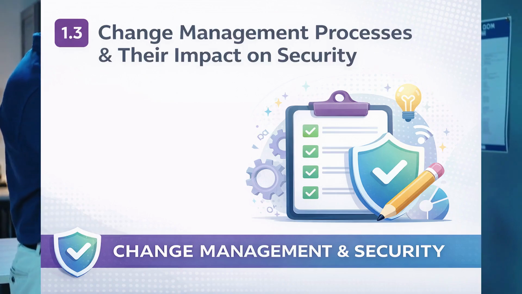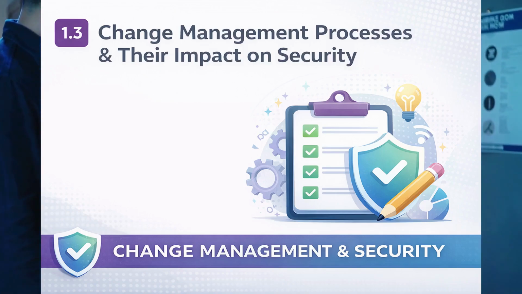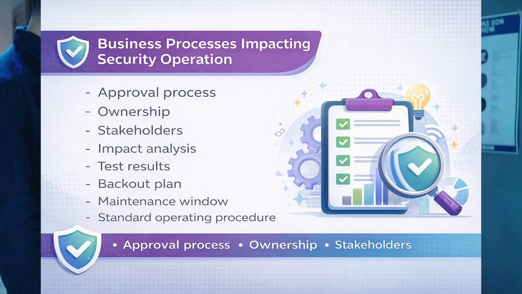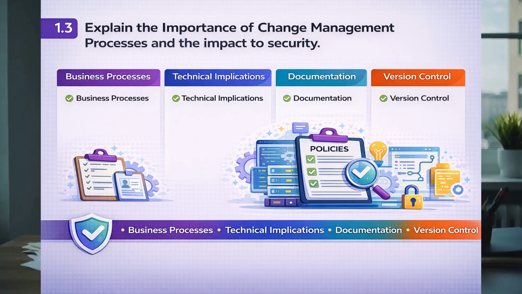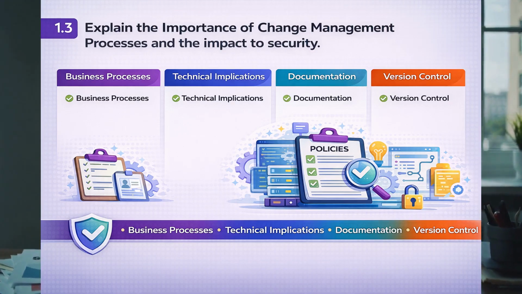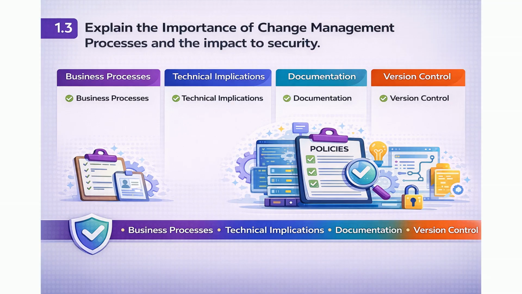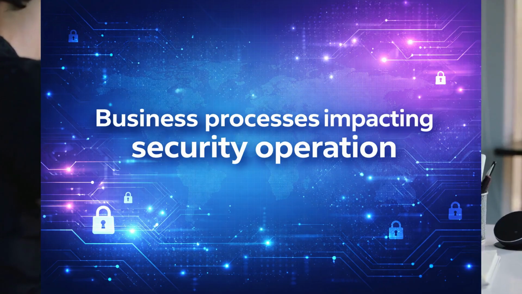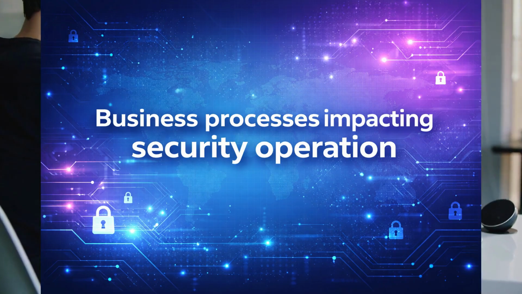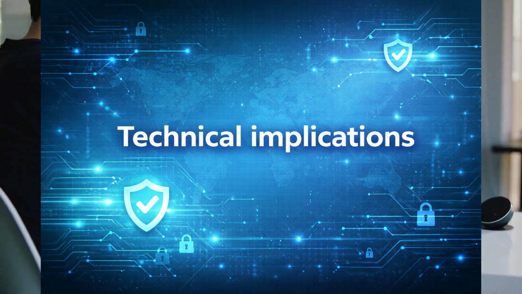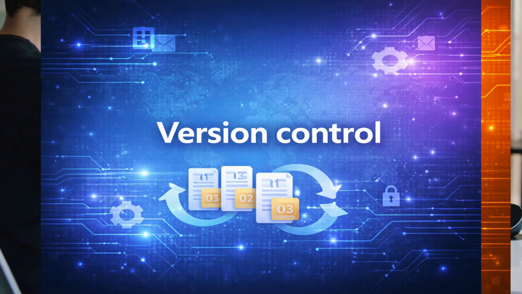In this section, 1.3, we'll explore why change management is important and how poor or unmanaged changes can affect security. There are 4 key subtopics in this section, and each one helps us understand how to properly manage changes while protecting systems and data. The subtopics are business processes impacting security operation, technical implications, documentation, version control.